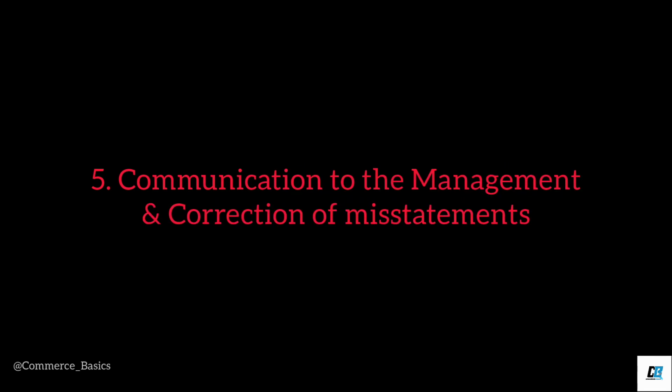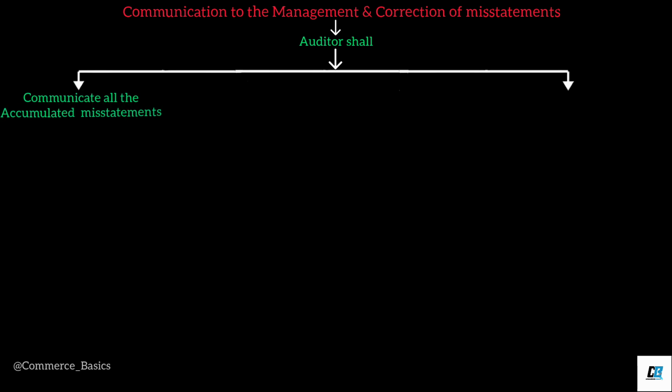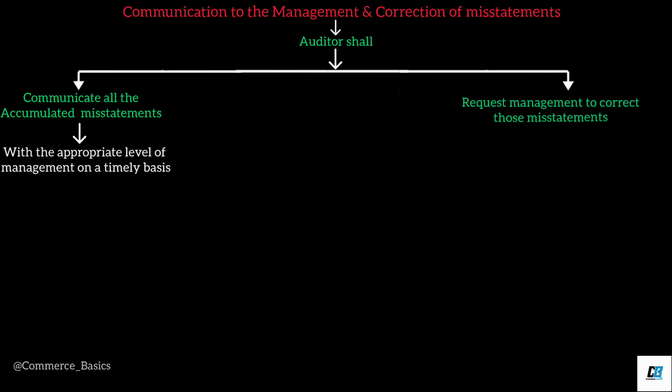Next, communication to the management and asking them to correct the misstatements. Here, the first thing the auditor has to do is communicate all the accumulated misstatements in a timely manner to the appropriate level of management. So the first thing is the communication. Second, he has to request the management to correct those misstatements. So first he communicated, now he's requesting the management to correct them.